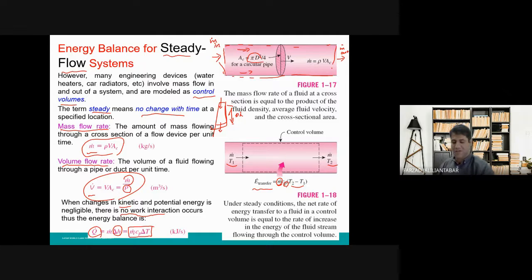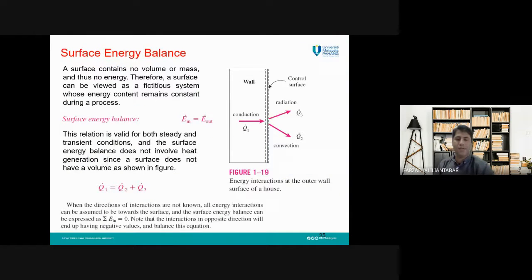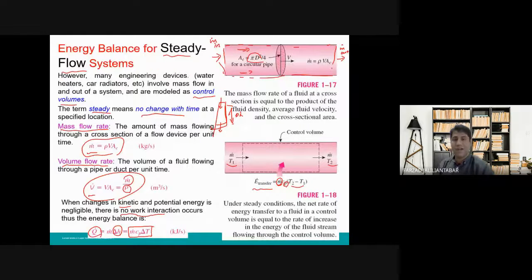This is the other equation which we need to use to calculate the rate of heat transfer, but this time for an open system. Okay, I think up to here is enough for this session.